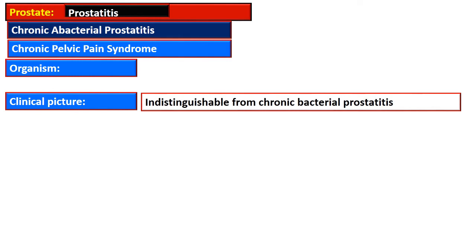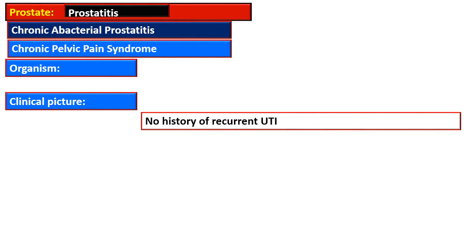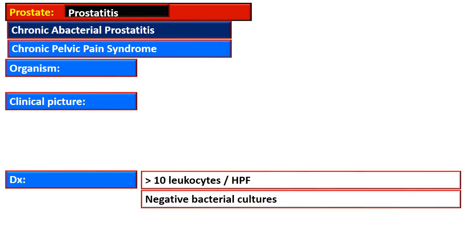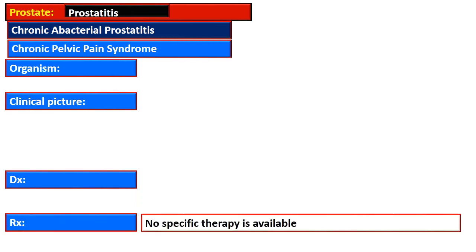Clinically, this is indistinguishable from chronic bacterial prostatitis, and there is no history of recurrent UTI, and the candidate is a man more than 50 years of age. The diagnosis is made when more than 10 leukocytes per high power field are present and the bacterial culture is negative. No specific therapy is available for this chronic abacterial prostatitis.